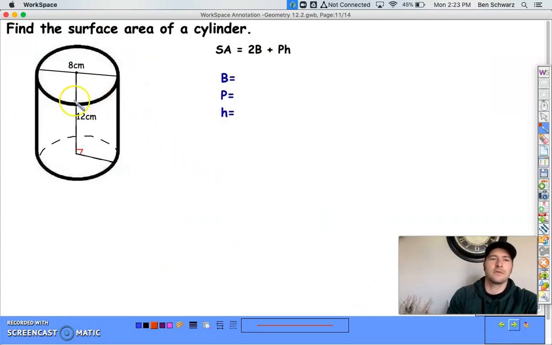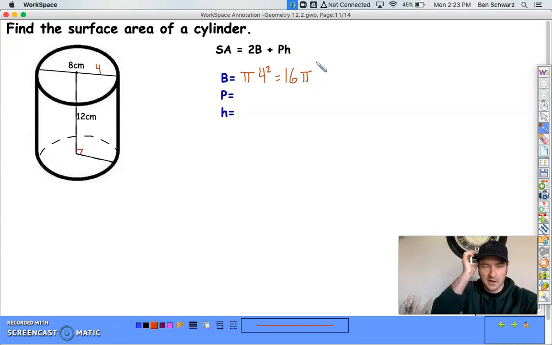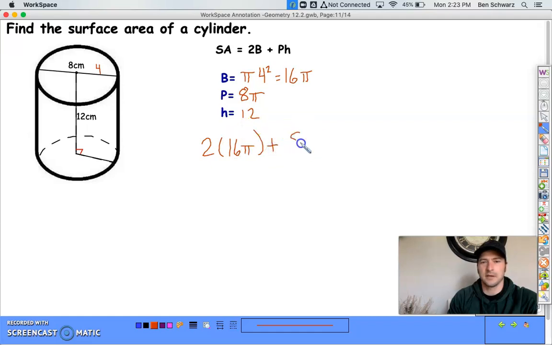So here we're finding the surface area of this cylinder. Area of the base, let's start with that. Well, our diameter is 8, which means our radius is going to be 4. So we're going to take pi times 4 squared. We can think of that as 16 pi for now. Perimeter is pi d, so diameter is 8, so we would have 8 pi. And then our height is 12. So we're going to have 2 times 16 pi plus 8 pi times 12.